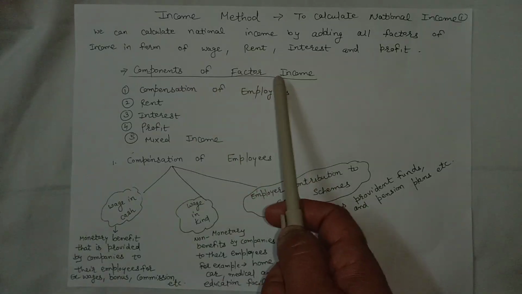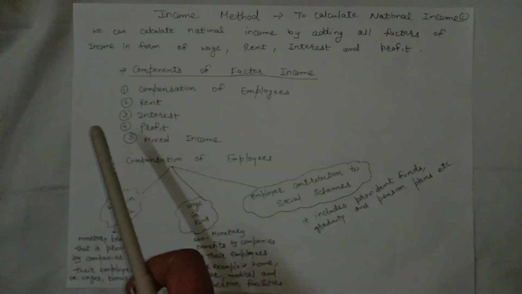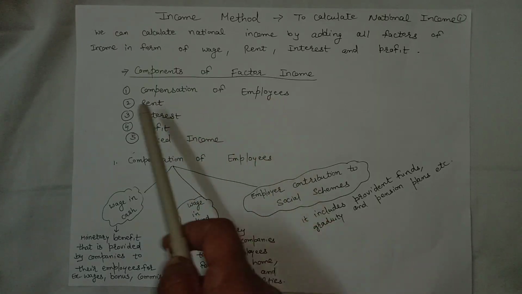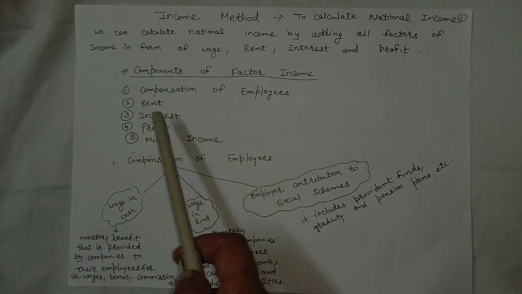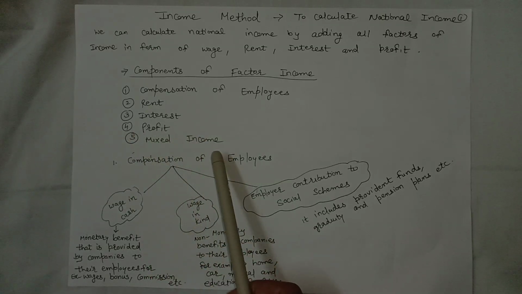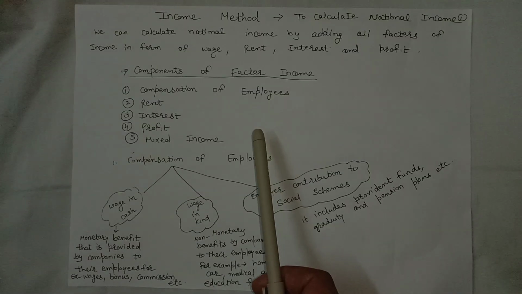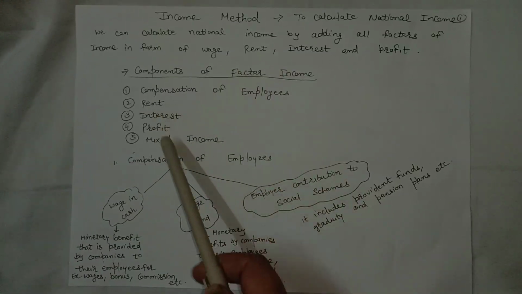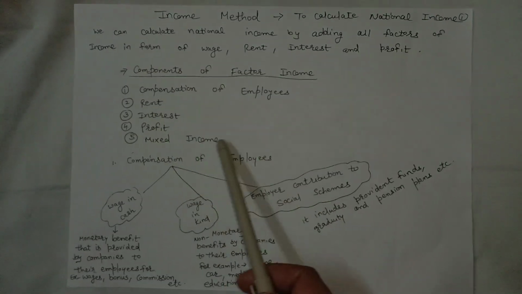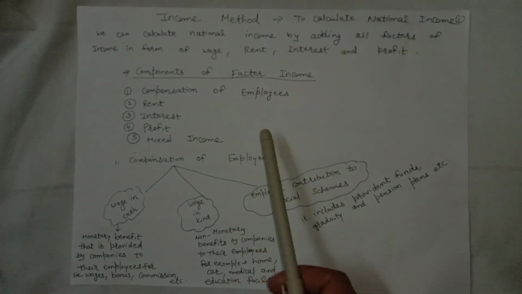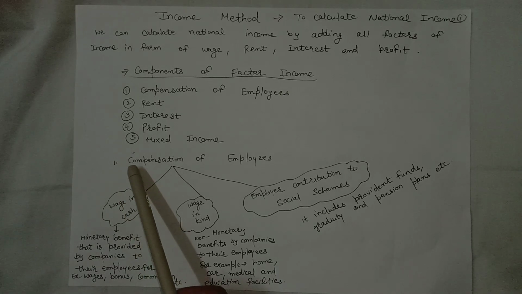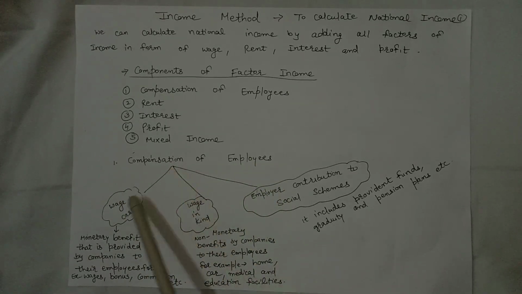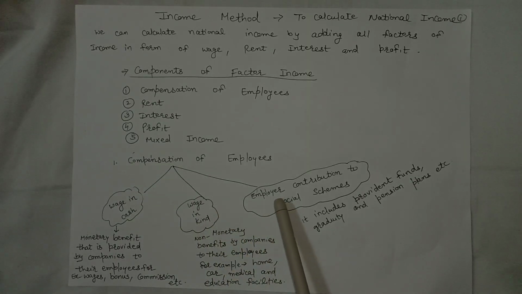By understanding the components of factor income, we can understand what the factors of income are. So: compensation of employees, rent and royalty, interest, profit, and mixed income. These are the components of factor income. I will explain all the components one by one, in brief. First component is compensation of employees, which is divided into three parts. First is wage in cash, second wage in kind, third employer contribution to social schemes.